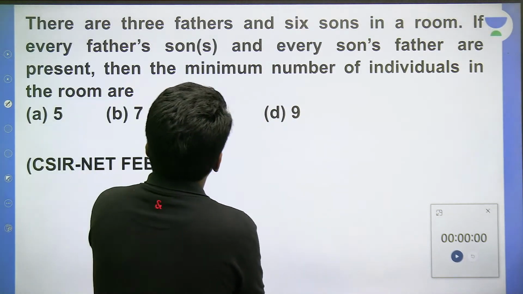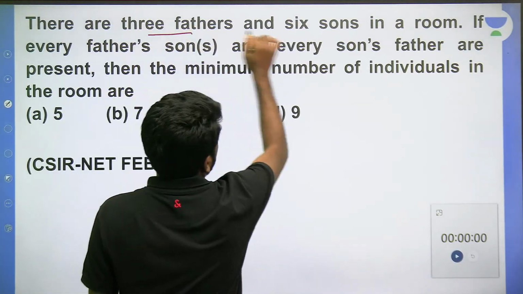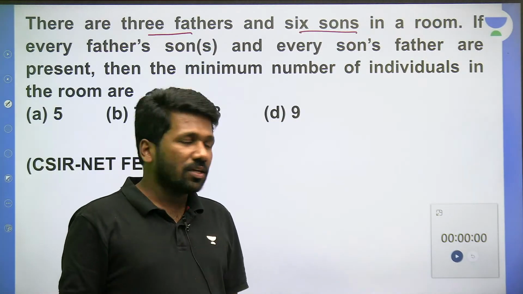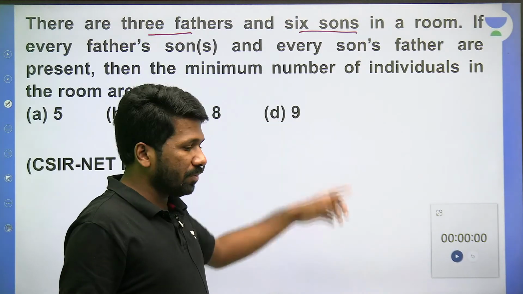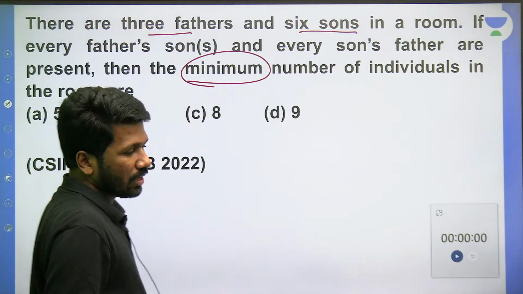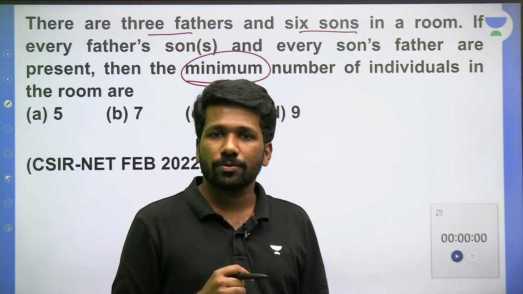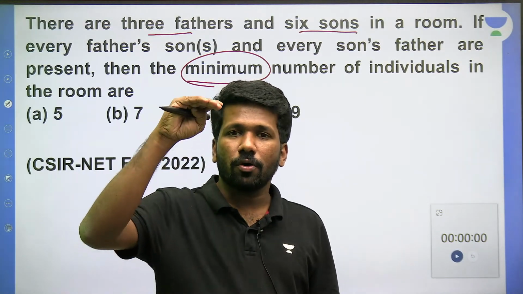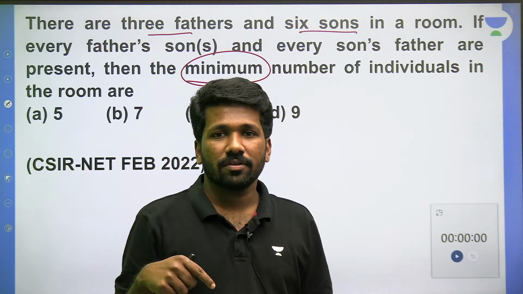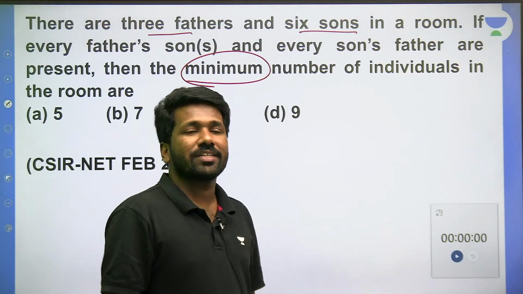So we need to accommodate 3 father positions and 6 son positions. The possibility is that the 3 fathers are different and the 6 sons are different, then 9 will be the case. But the question is asking for the minimum number, right? For the minimum number, some of these fathers should be sons also, or some sons will be fathers also. Because, for example, your father is your father, but your grandfather's son, right? So that way the same person can occupy 2 positions or 2 relations.